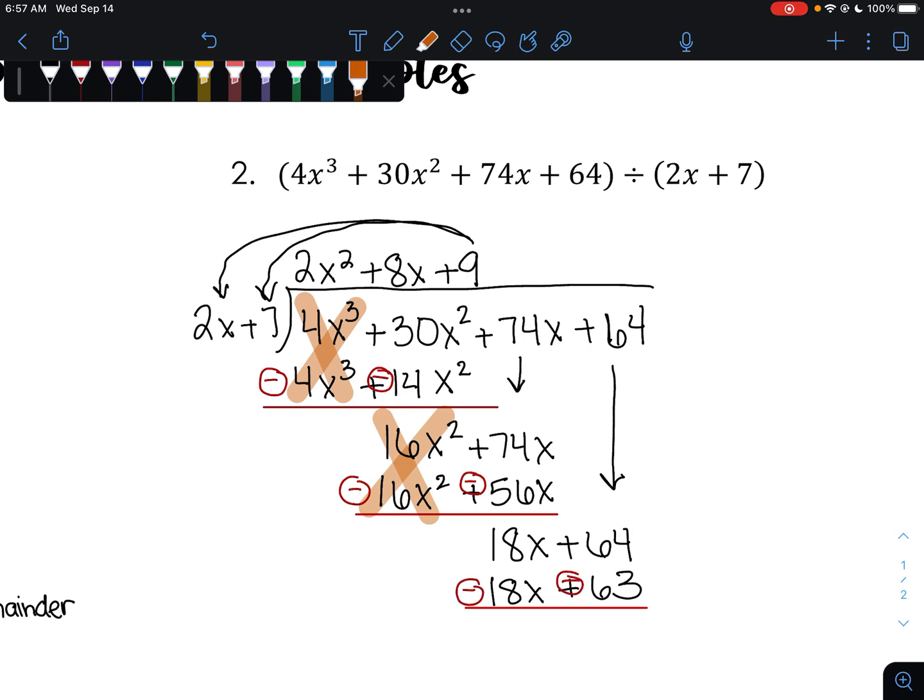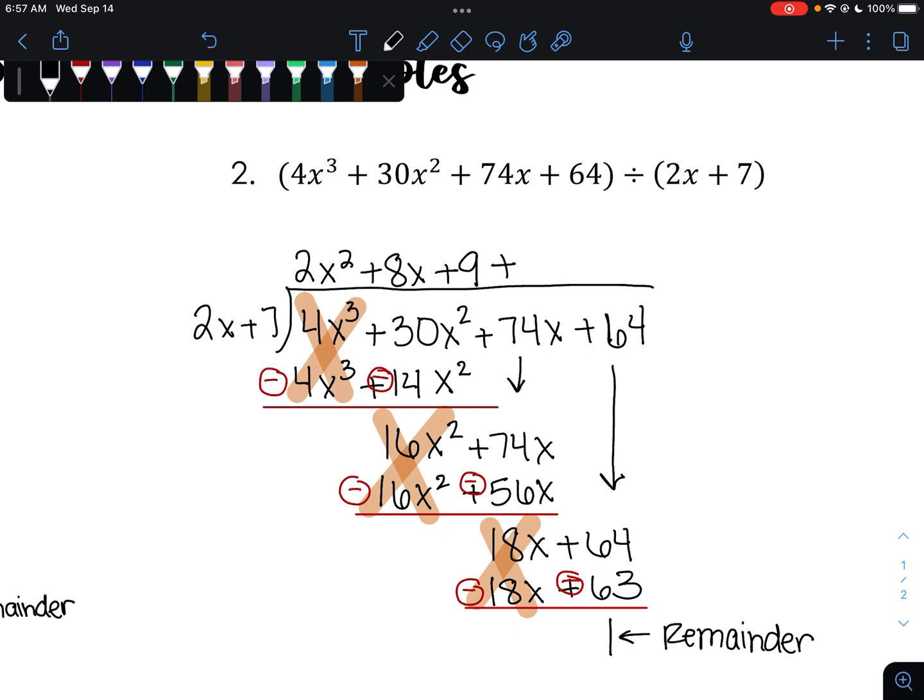I add down 18x minus 18x, that cancels out. 64 minus 63 is 1. 1 is my remainder. So how do I write my final answer? I have 2x squared plus 8x plus 9 plus my remainder over what I divided by, which is 2x plus 7. And that is our final answer.